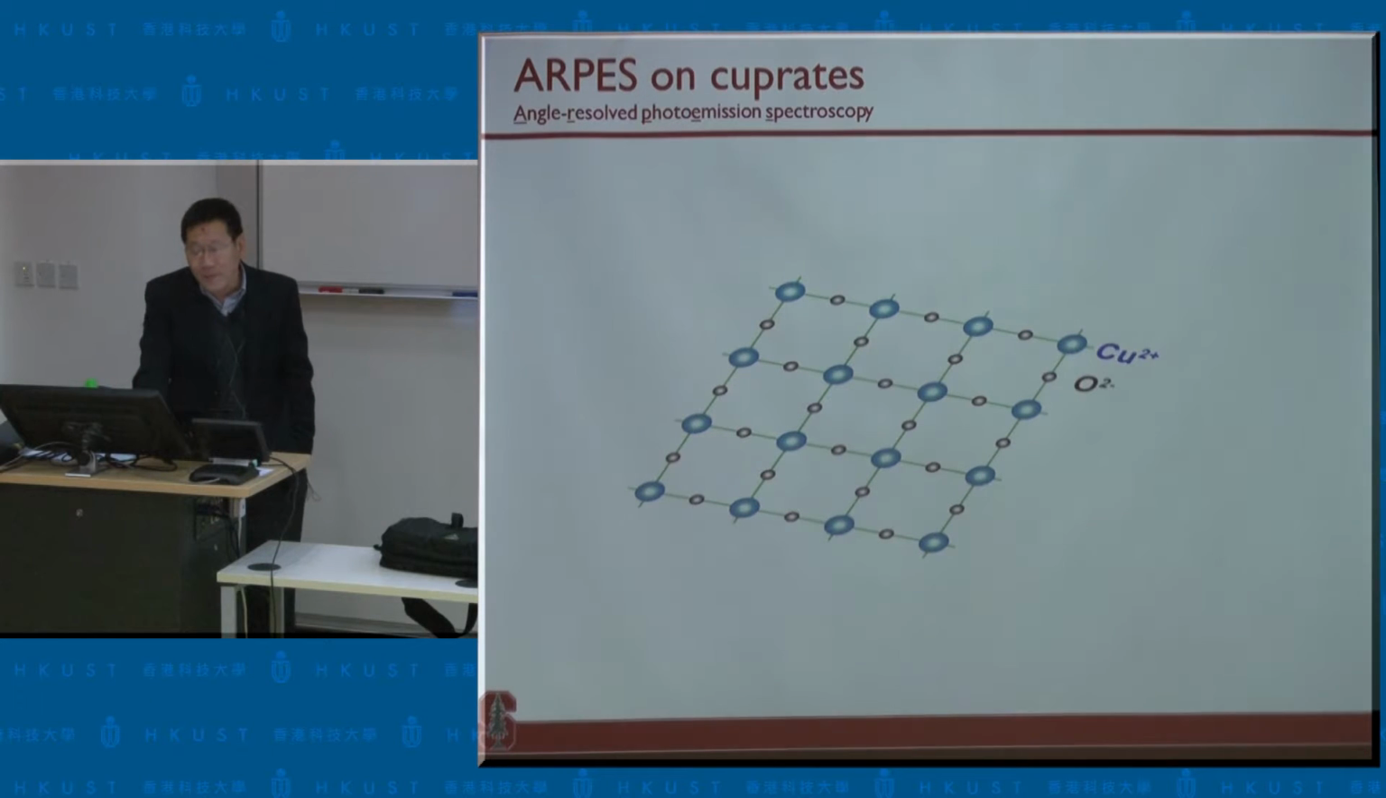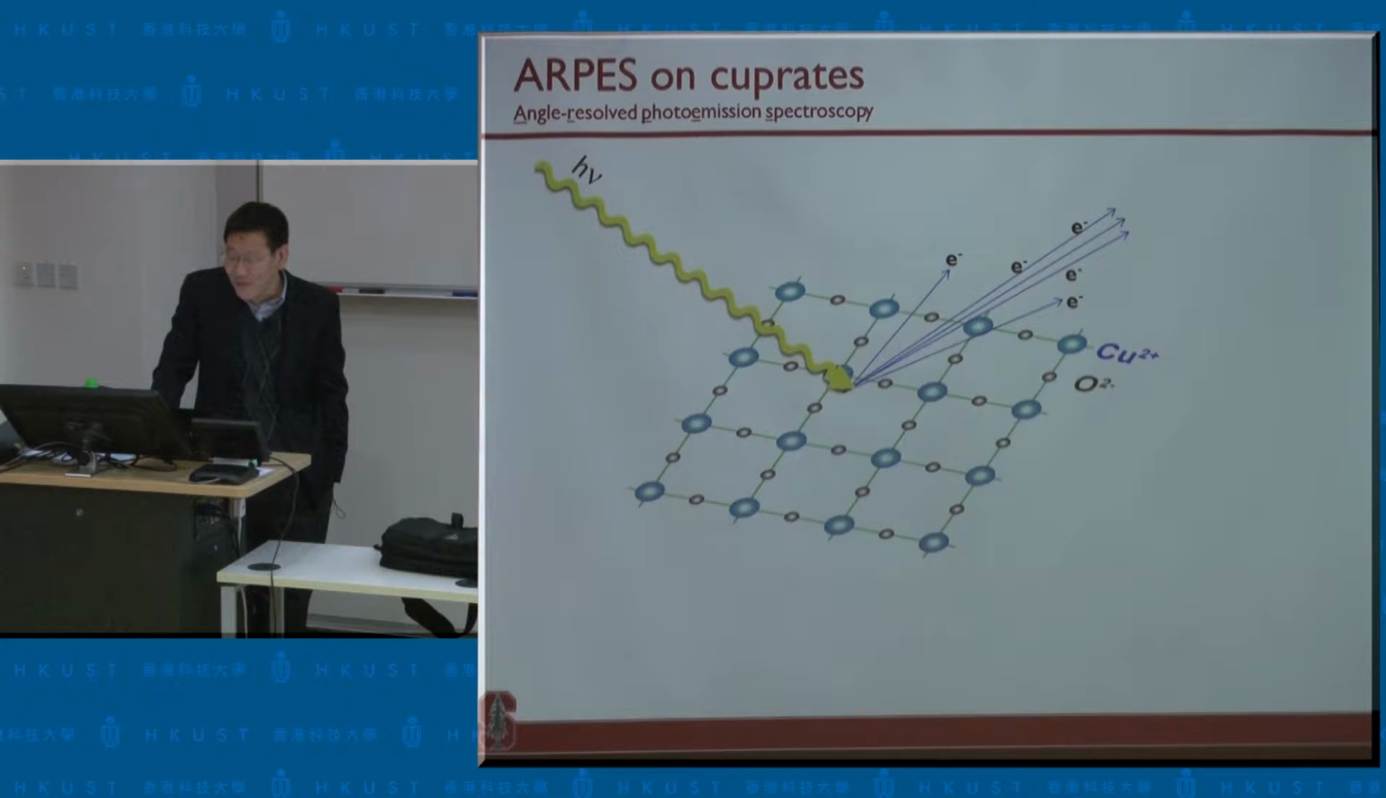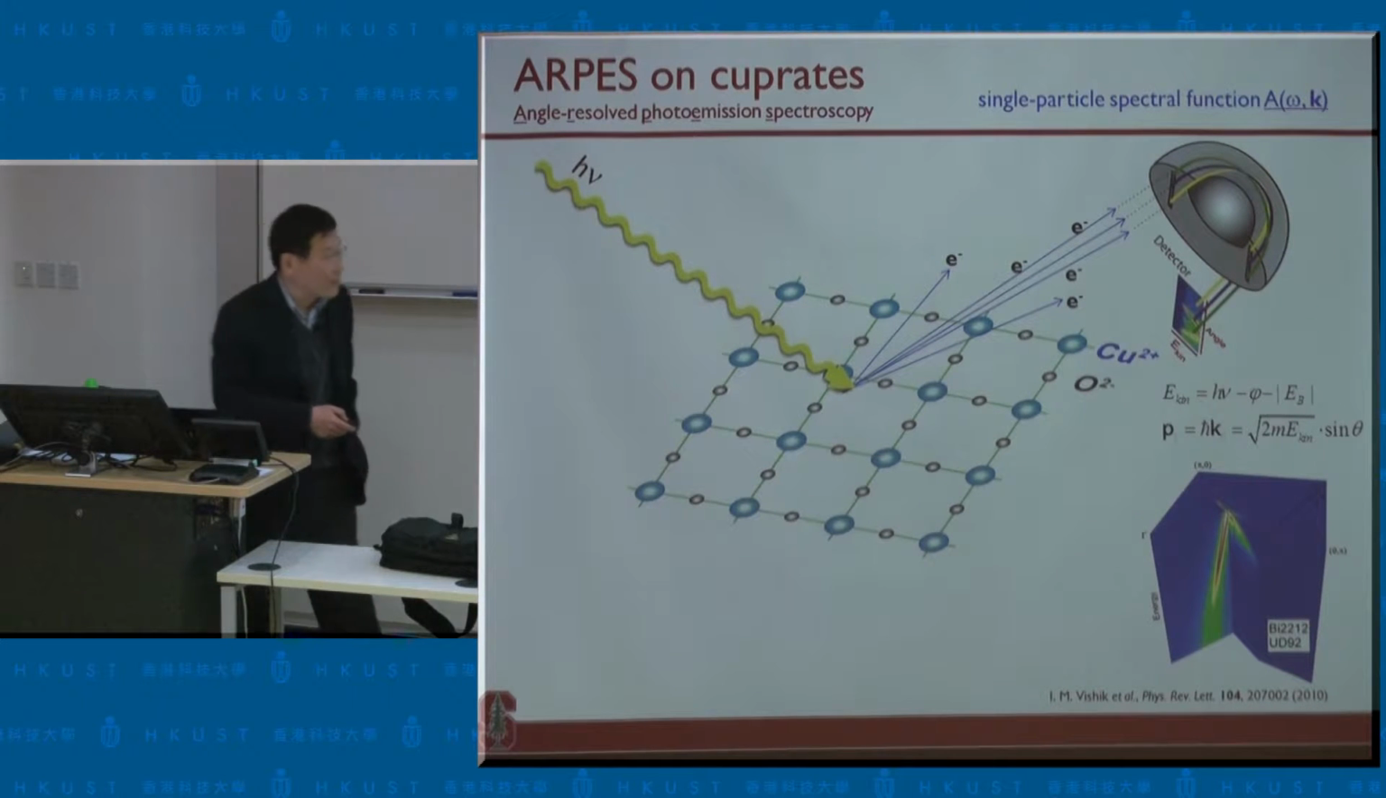Okay, here's the thing, and I'm using the cuprates as an example. You have the photon coming in, eject all the photoelectrons, and then you energy analyze the photoelectrons. So you can see here is the heart of the modern photoelectron spectroscopy technique.